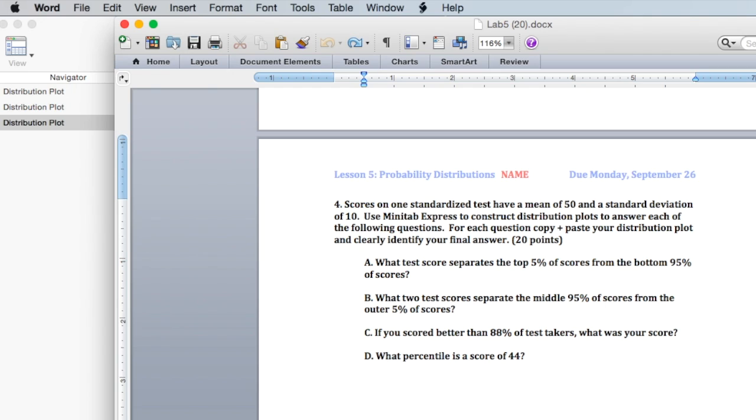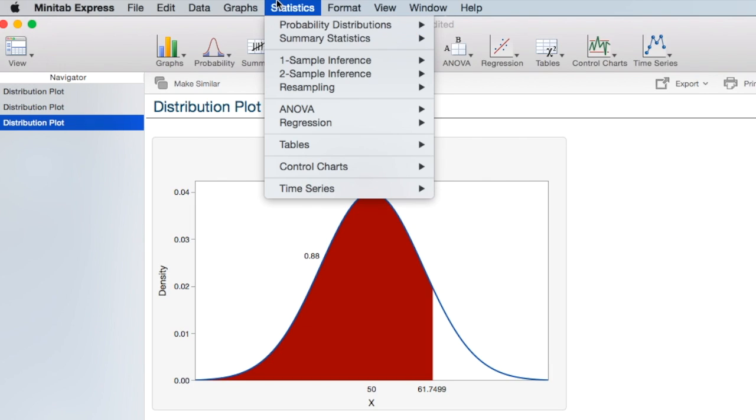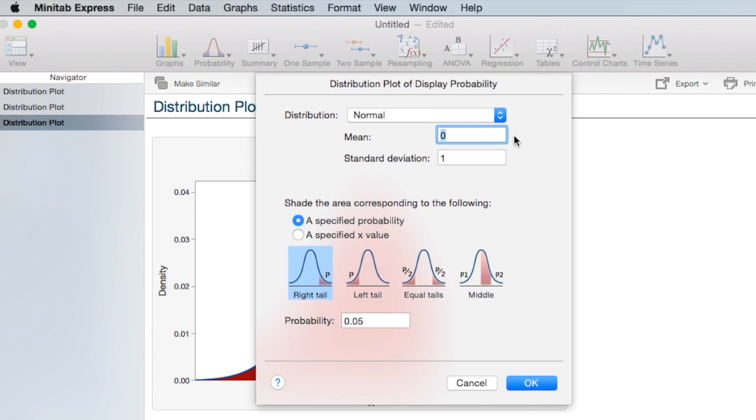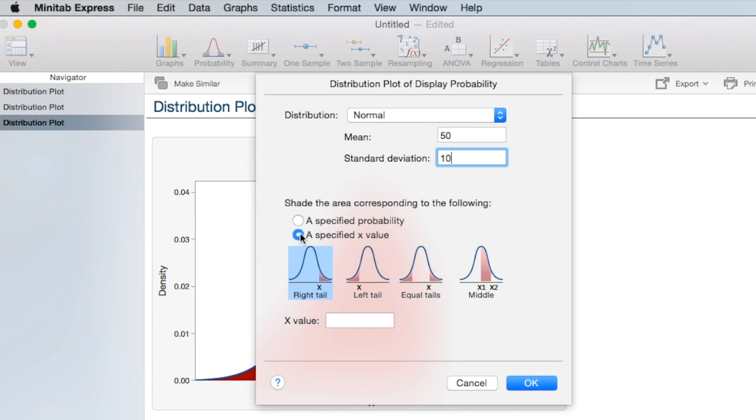And the last question, what percentile is a score of 44? So this question is a little bit different. In A through B, you were given a percent. Now you're given a score. So we're still going to construct a probability distribution plot, but this time we're not given a specific probability, we're given a specific x value, and that is x equals 44. The percentile is the percent of scores below that score, or in the left tail.